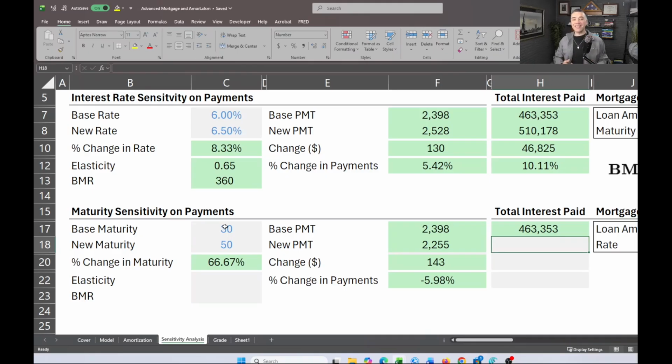However, what if you extend it to 50? So we'll see what that looks like. You know what? I'm going to pause the video. I want you to solve this. I want you to do it all. I want you to do the elasticity, which is the percent change in payments divided by the maturity in this example. And then I want you to do the BMR. So I'm going to pause it all, and I'm going to solve this right now. And I'll be back in a second.